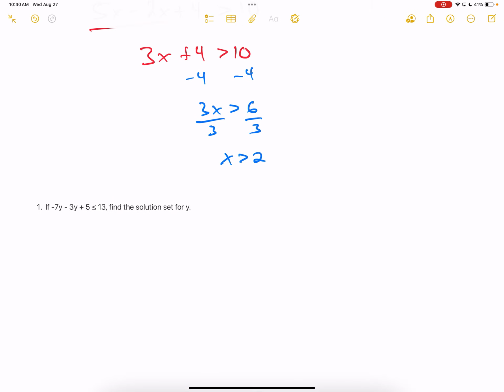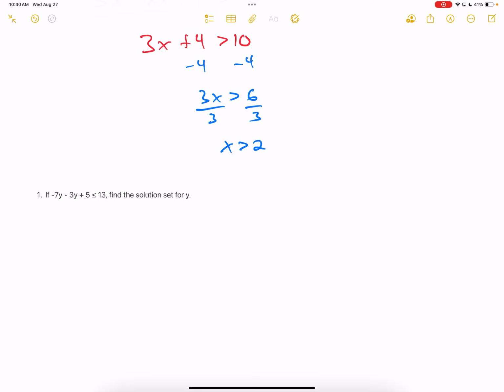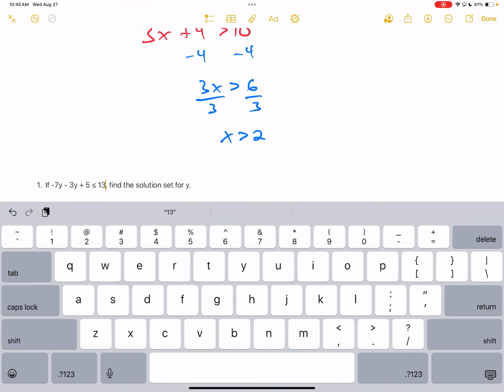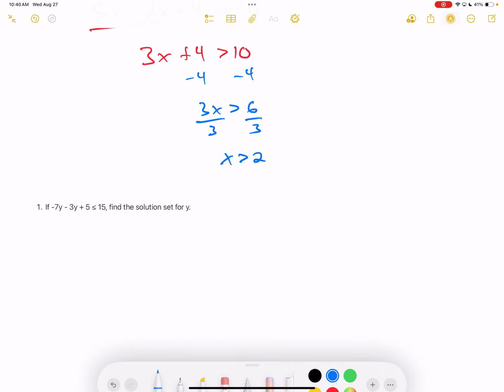Let's change that to negative 7. I'm changing this whole problem real quick. Hold on just a second. That's fine. We'll do that.